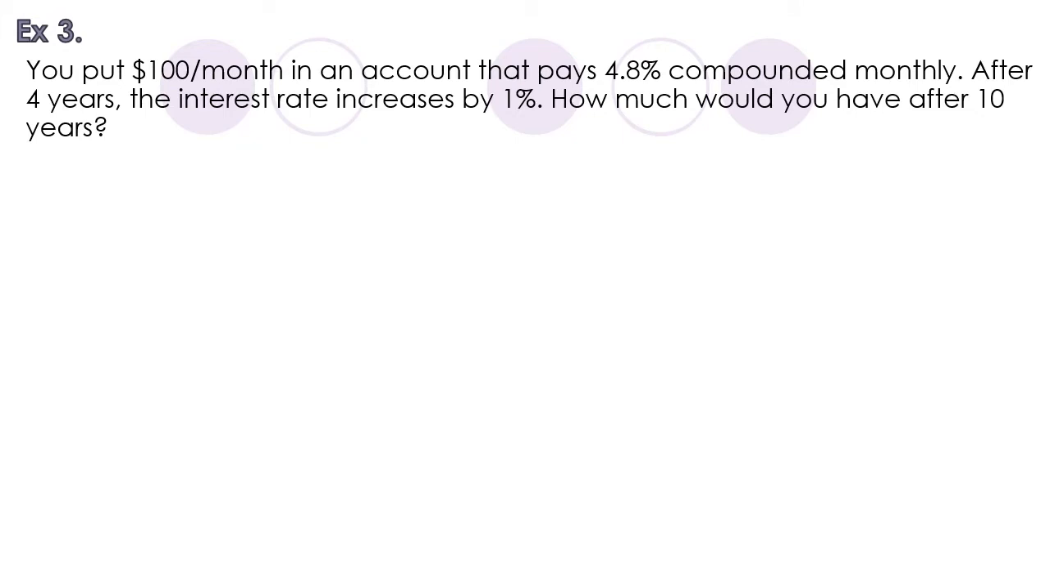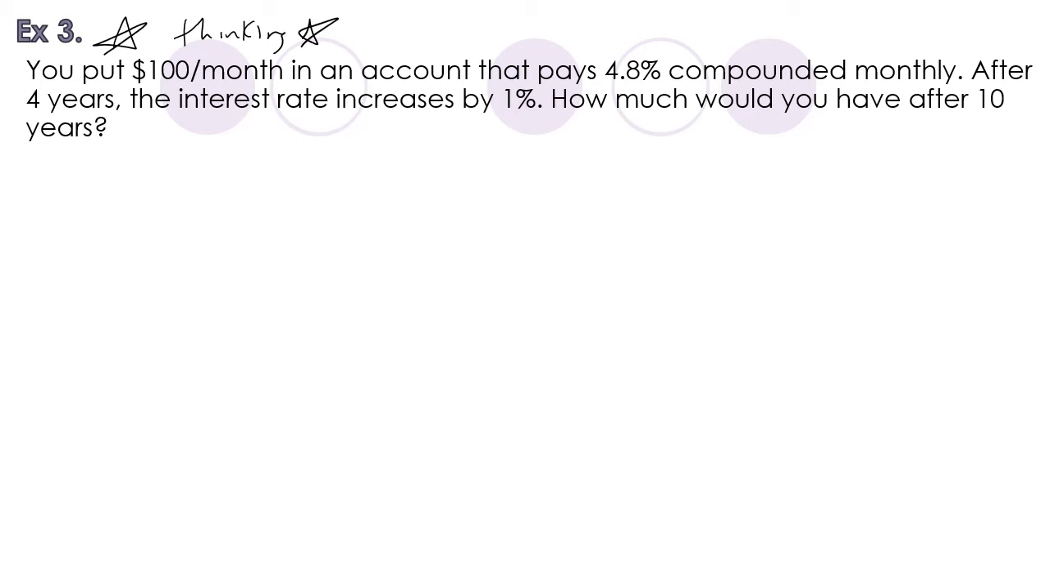Number three is a very good multi-step thinking question. Thinking in the sense that you have to make a game plan. So, you put $100 a month right off the bat as soon as you see that annuity, in an account that pays 4.8% compounded monthly. After 4 years, the interest rate increases by 1%. How much would you have after 10 years?